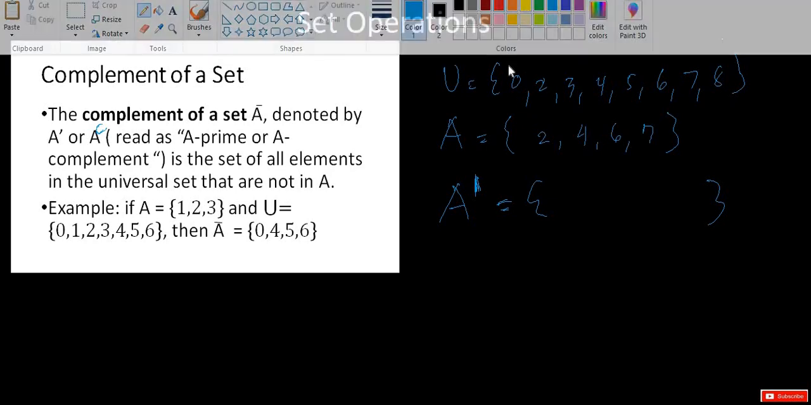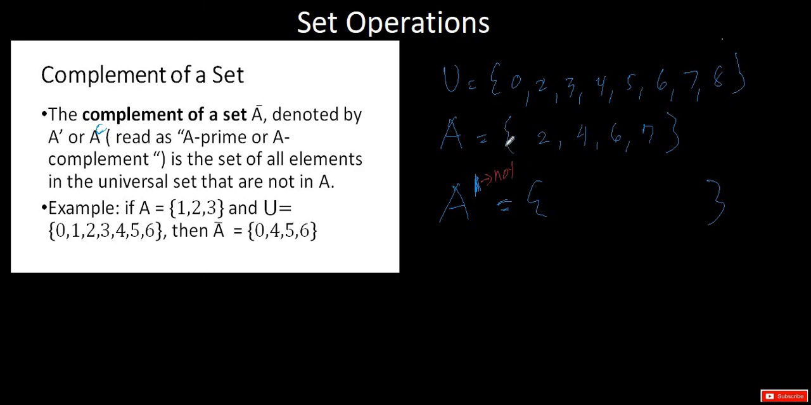Okay, so we have an important keyword for complement. Complement means not. So not A. Not an element of A, but an element of the universal set. So what are the elements of the universal set that are not elements of A? We have 0, 3, 5, and 8, because these 2, 4, 6, and 7 are elements of A. So therefore, the elements of A complement are 0, 3, 5, and 8. Because again, these are elements found in the universal set that are not found in set A.